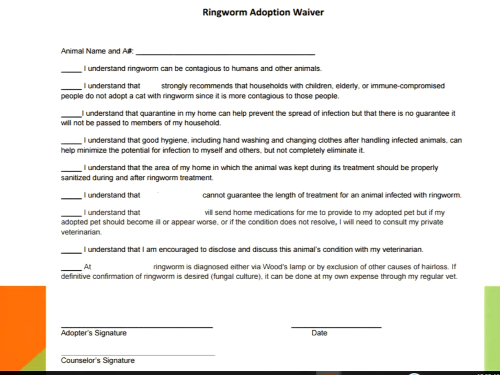Okay, so this is the ringworm adoption waiver we use. It's pretty hardcore. I think it's pretty strongly worded. Like, I understand that we strongly recommend households with children, elderly, or immune compromised do not adopt a cat with ringworm since it's contagious to those people. That's a pretty strongly worded ringworm agreement, and people still adopt ringworm cats all the time. So don't be afraid that, well, if I tell them the truth, they're going to be scared away from adopting a ringworm cat. It's not true. People will still do it, and you can still be safe legally if you have this kind of paperwork.